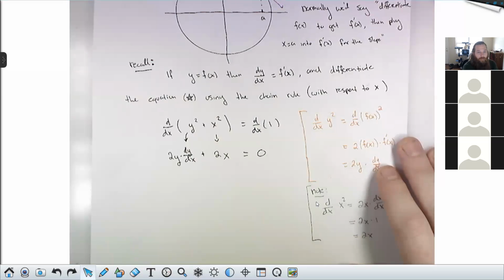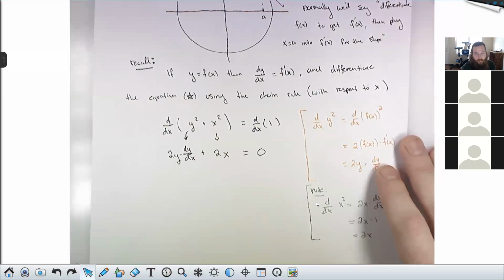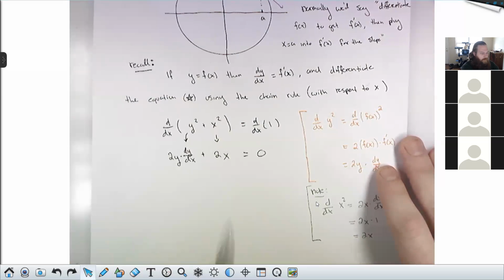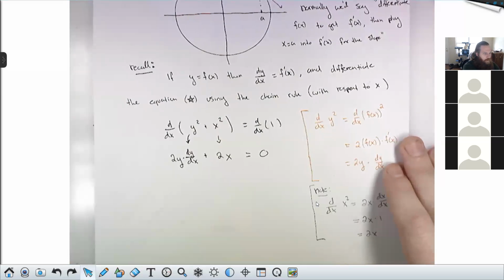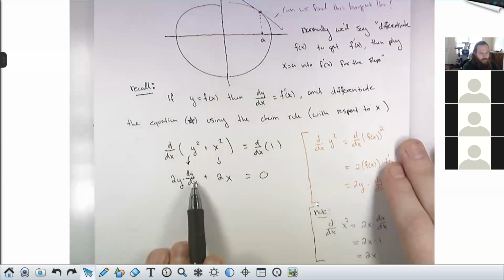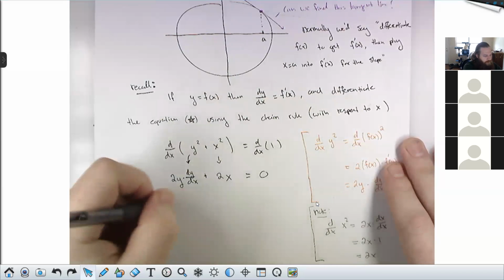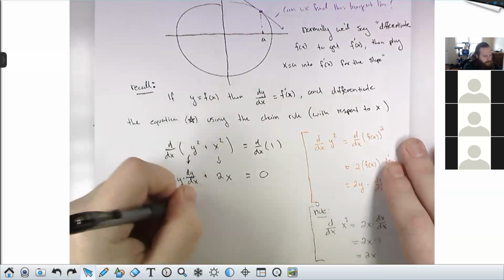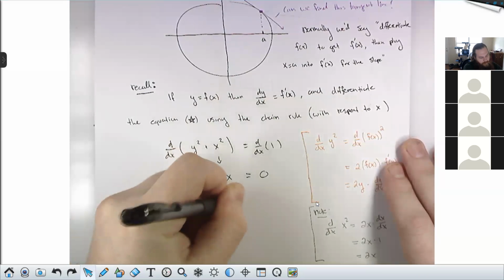Okay. So the y squared becomes 2y times dy dx. The x squared becomes 2x. And you can think of that as 2x times dx dx if you want, but dx dx is 1. And the right-hand side is 0. So if I wanted to find this tangent line, all I really needed was dy dx to do that. I can now solve this algebra equation for dy dx. So I get 2y dy dx equals negative 2x.